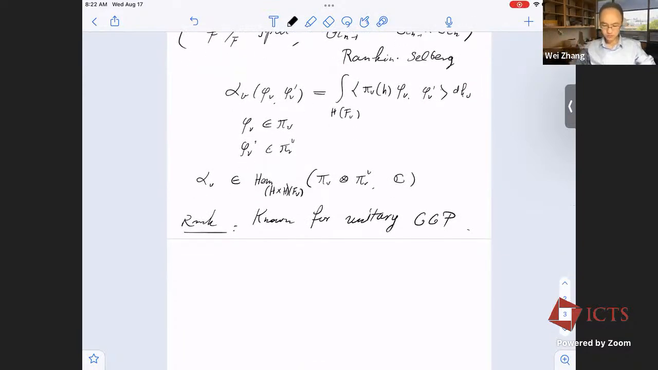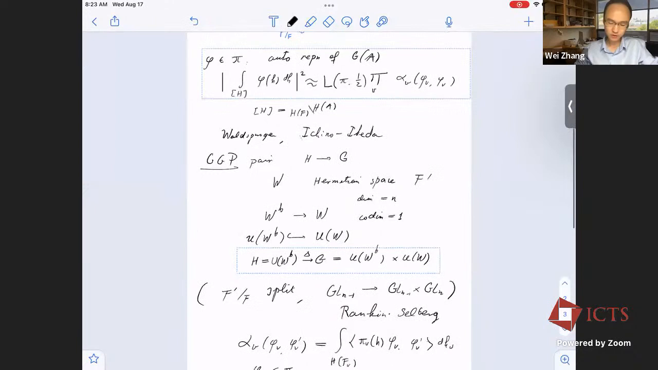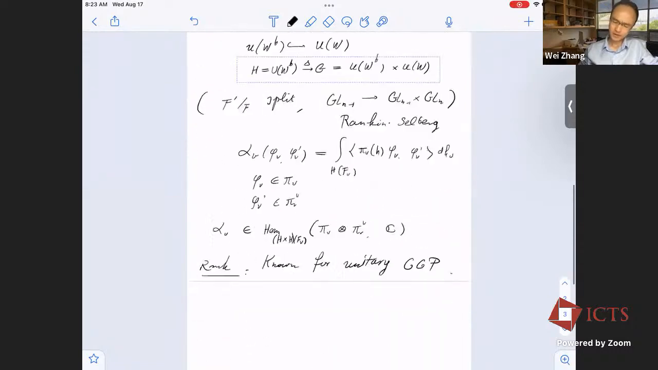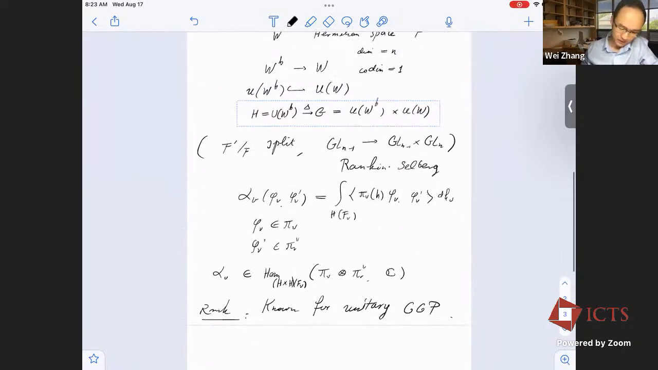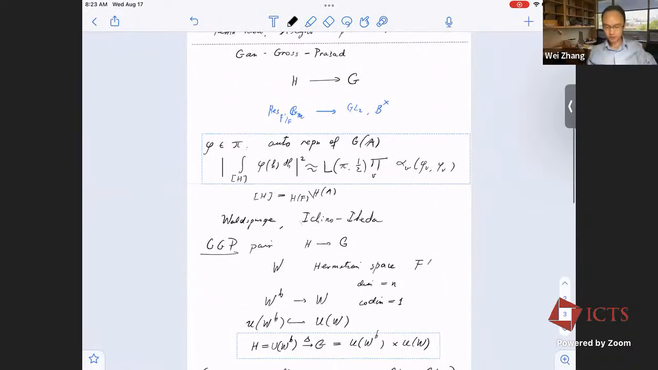So this is due to the work of many people following Zagier and Rallis. So Zagier and Rallis proposed a strategy of proving this identity. In the case of GO2, this was done by Waldspurger like 30 years ago, maybe almost 40 years ago. Okay, so that is the Ichino-Ikeda formulation of the Gross-Prasad conjecture.